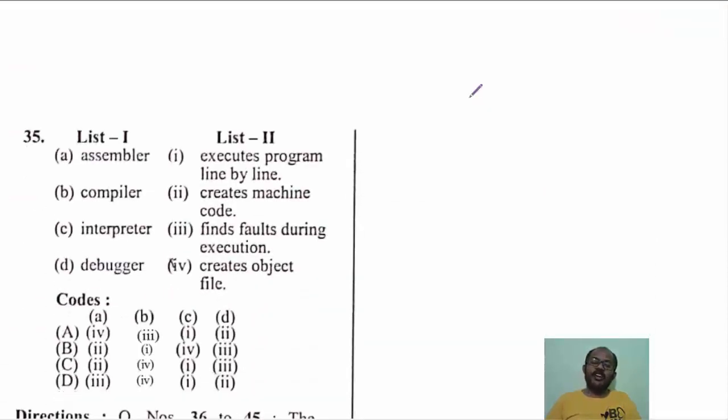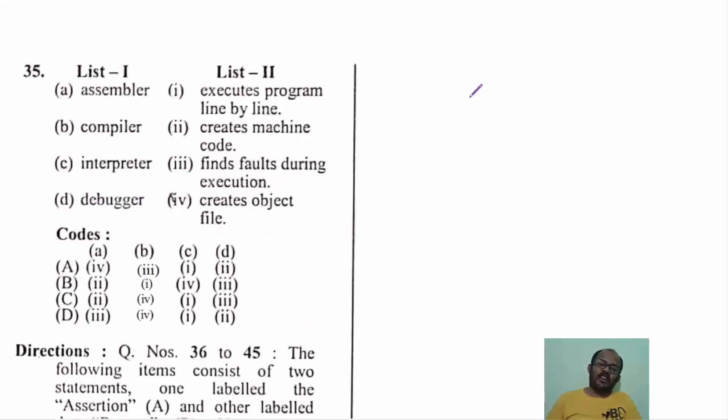Moving on to 35th question, you have to tell what is the function of assembler, compiler, interpreter and debugger. We know that assembler is going to create machine code, compiler is the one which is going to check for each and every line, nothing but it is going to execute the program line by line, interpreter which is going to create an object file, debugger which is going to find the faults during runtime. So the option that is going to follow is option B.